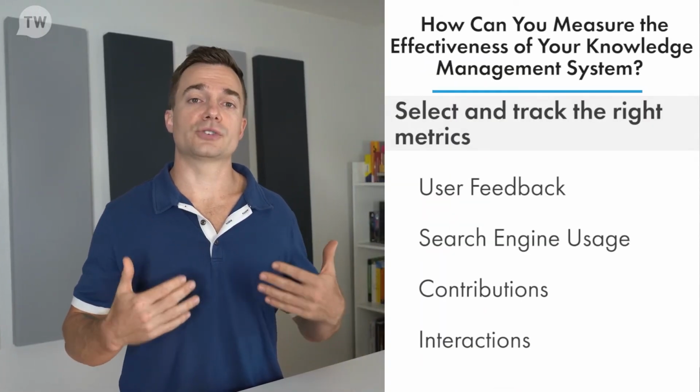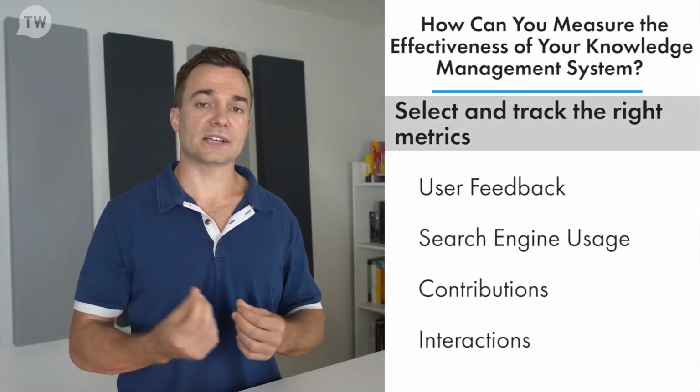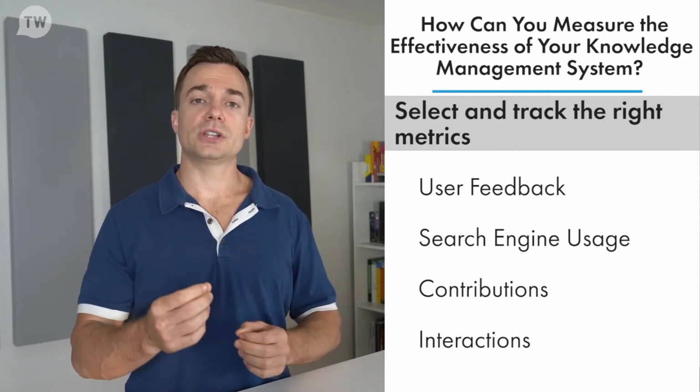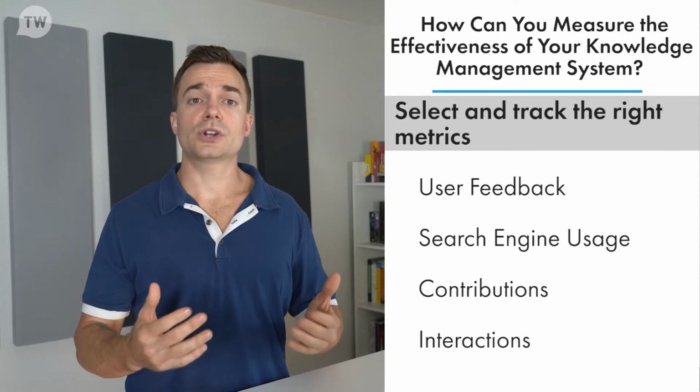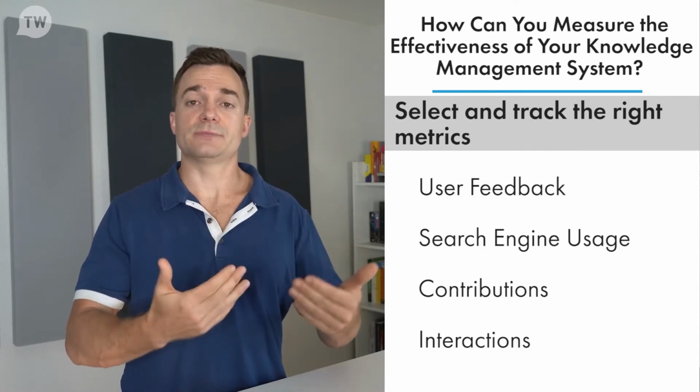Now, a metric is a quantitative measure of the degree to which a system, entity, or process possesses a given attribute. And selecting and tracking the right metrics to focus on is essential to measuring the knowledge management system effectiveness. And the metrics you select will depend on your business objectives. So you should ask, what are you trying to achieve with the knowledge management system?